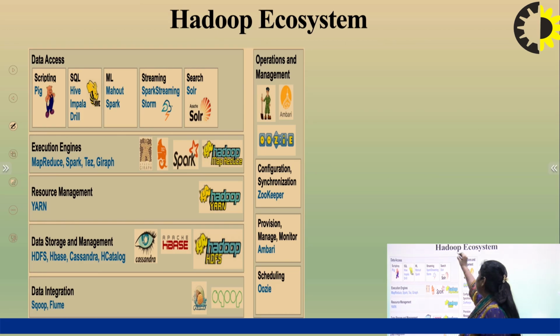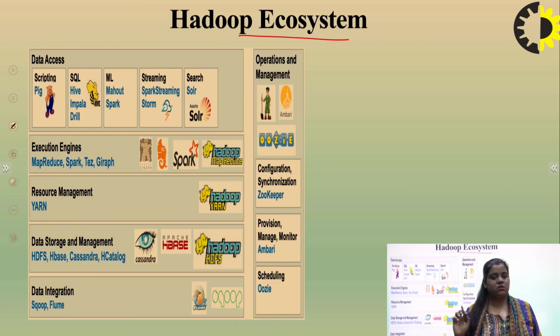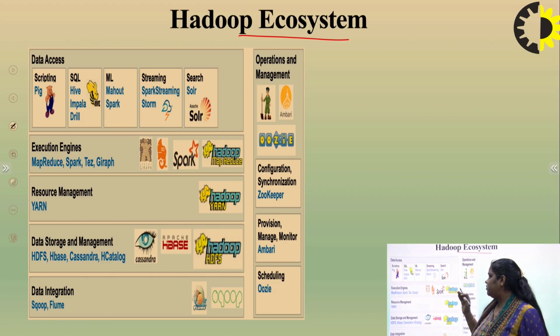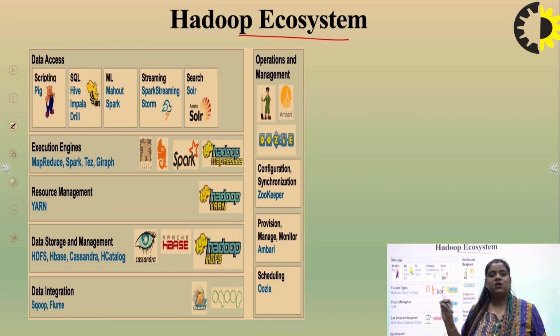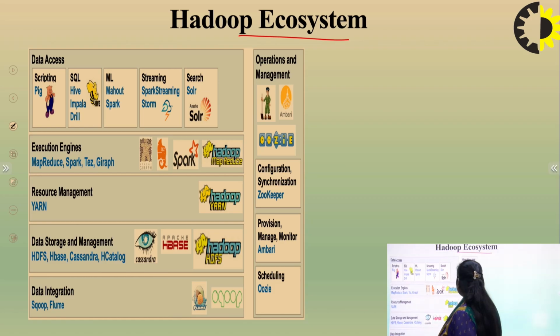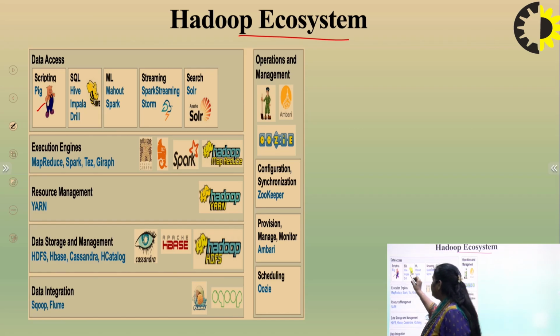And the last important topic is the Hadoop ecosystem. Ecosystem means, on the different components, what kind of real life tools we need to complete our work. Like here you can see that just to access the data in the Hadoop ecosystem, we can use scripting, SQL, ML, streaming, search. These are the basic functions, and for that we can use tools like Pig, Hive, Spark, Storm, Solr.